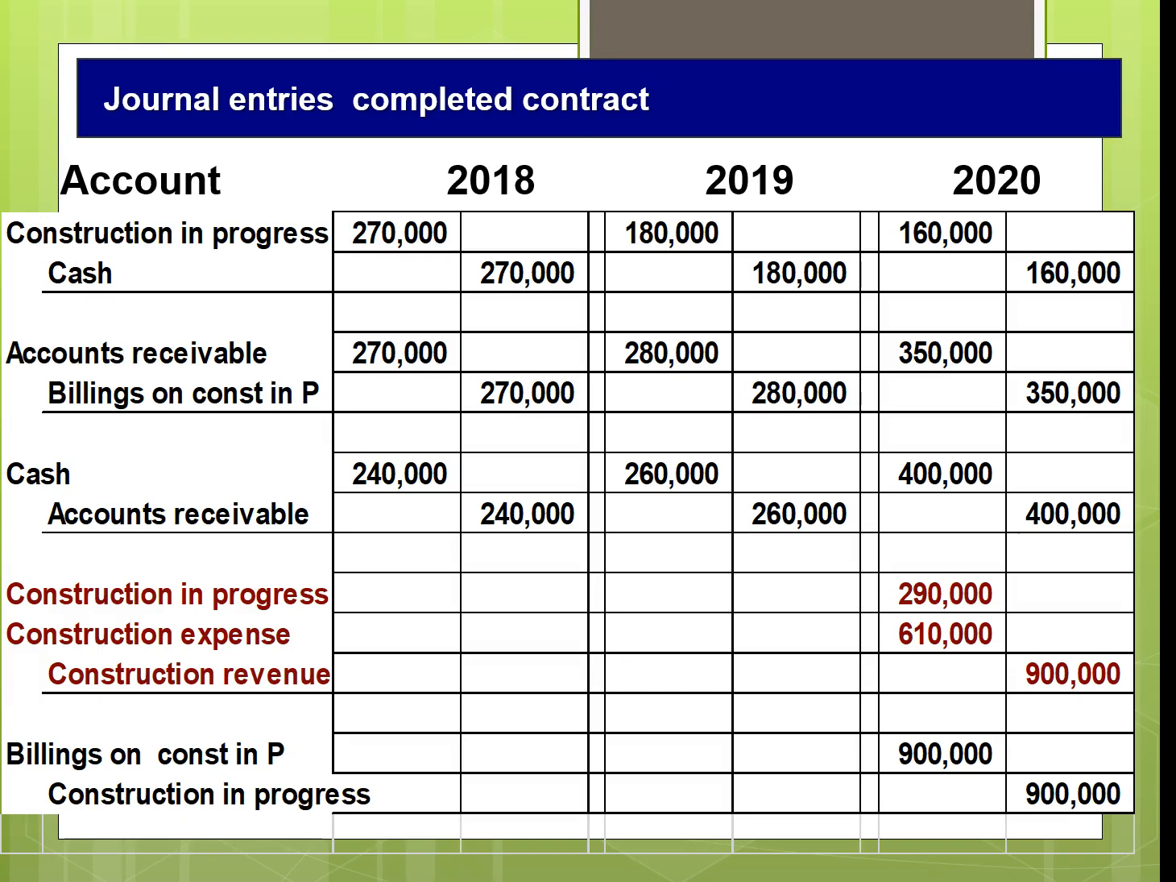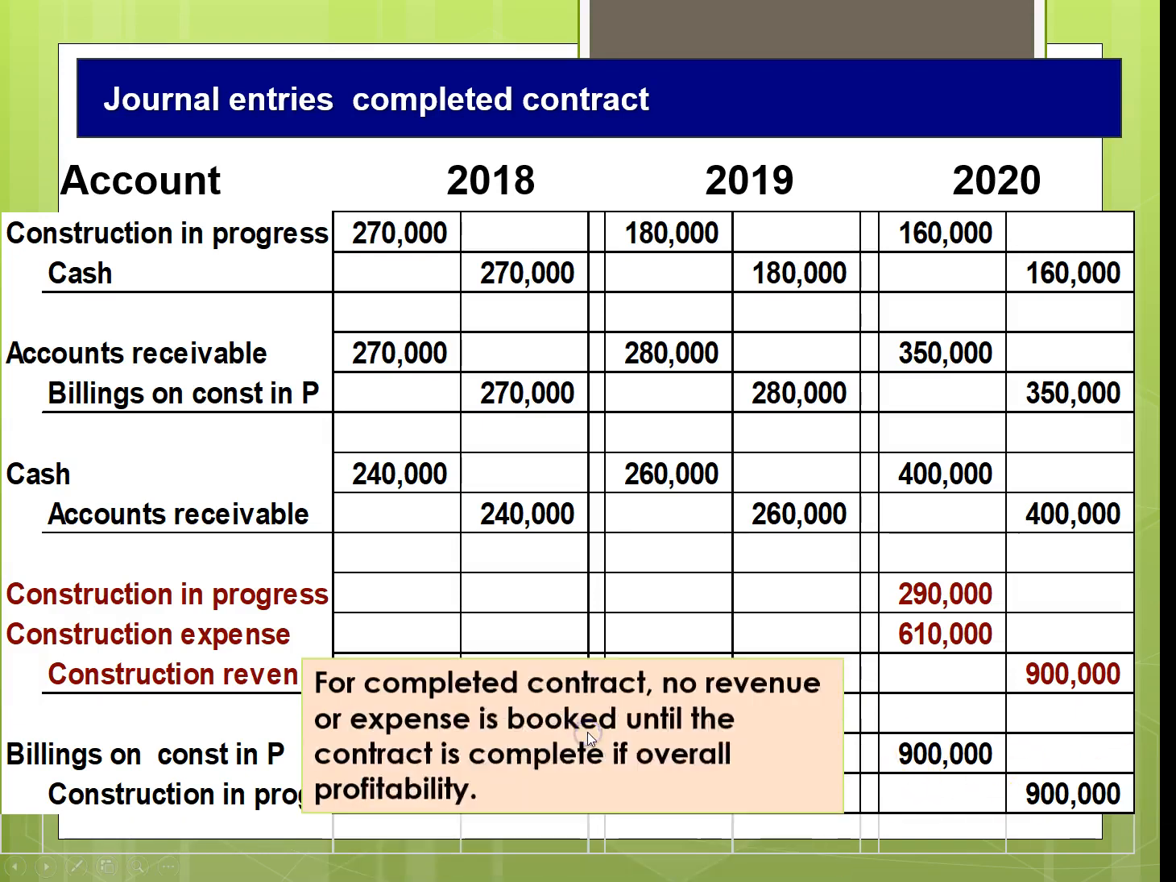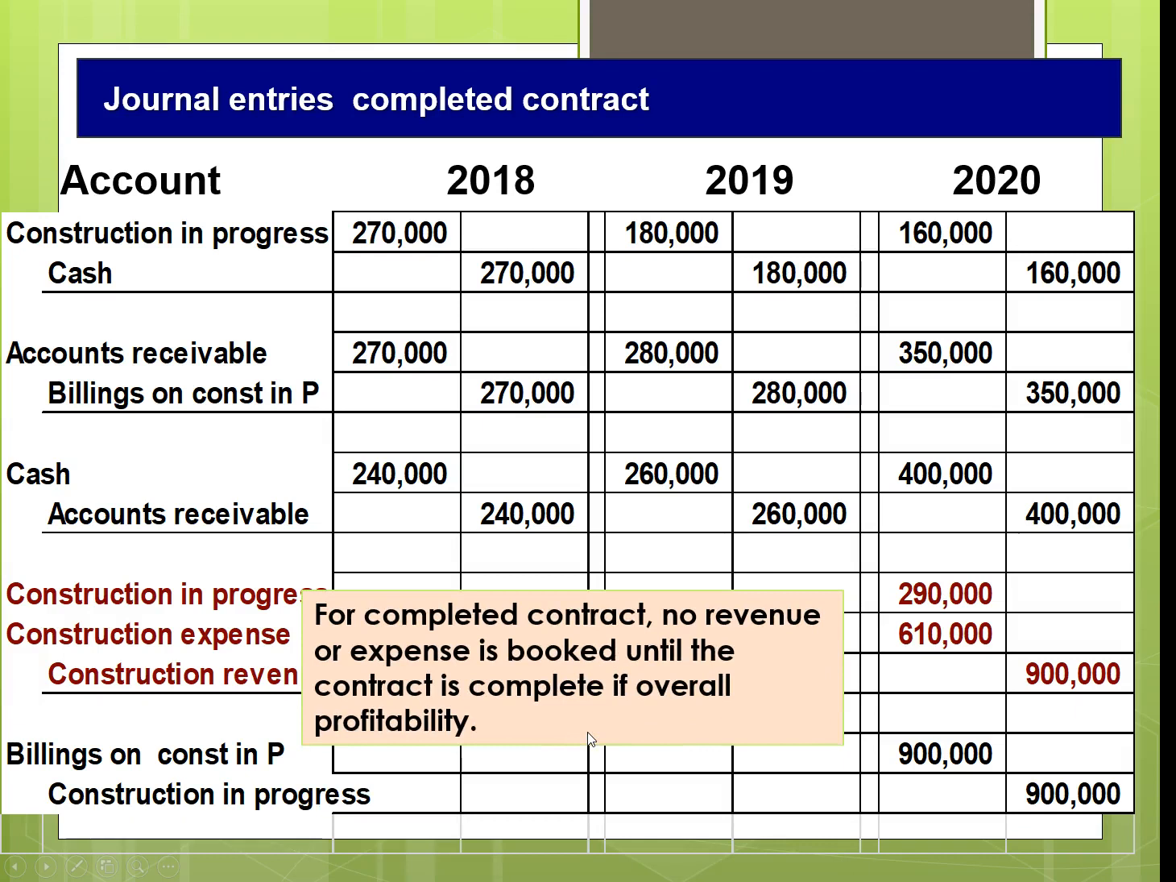So if you notice, in the year 2020, construction in process is debited for the full profit of $290,000 on the contract. Construction expense is $610,000, and construction revenue is $900,000. Now, then we're going to clear out our account, and just again, for completed contract, no revenue or expense is booked until the contract is complete if overall profitability.